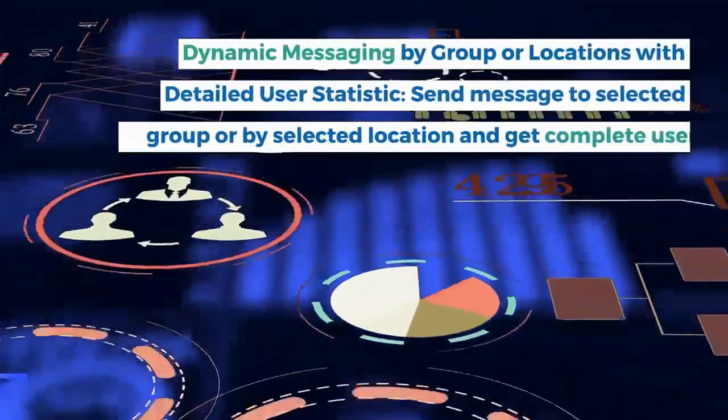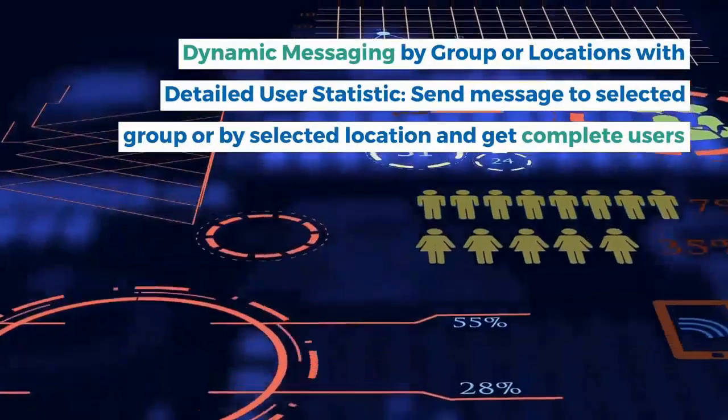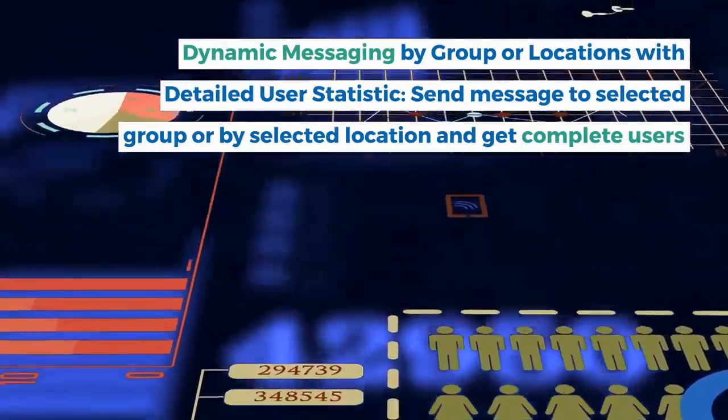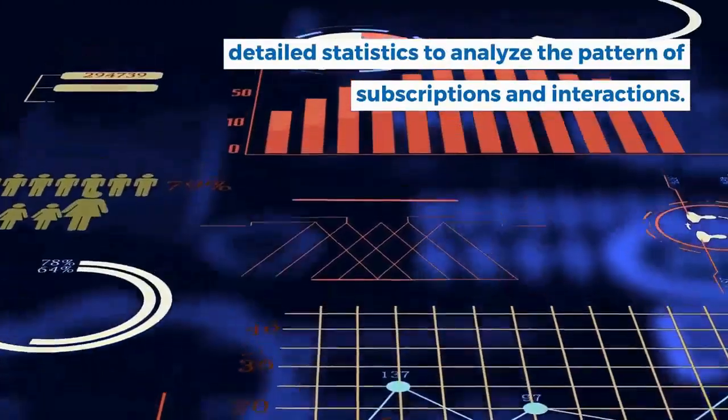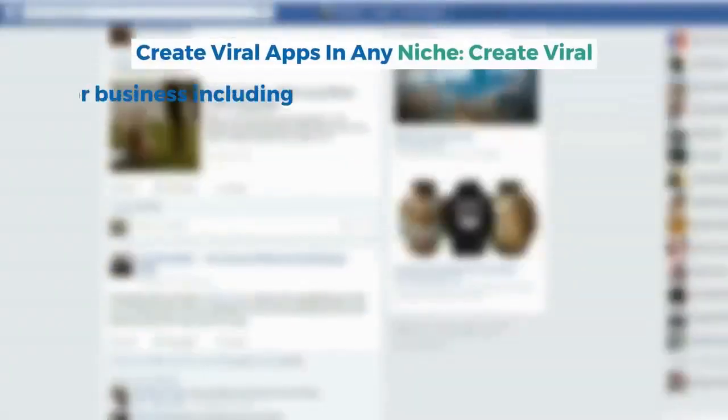Dynamic messaging by group or locations with detailed user statistics. Send messages to a selected group or by selected location and get complete users' detailed statistics to analyze the pattern of subscriptions and interactions. Create viral apps in any niche.